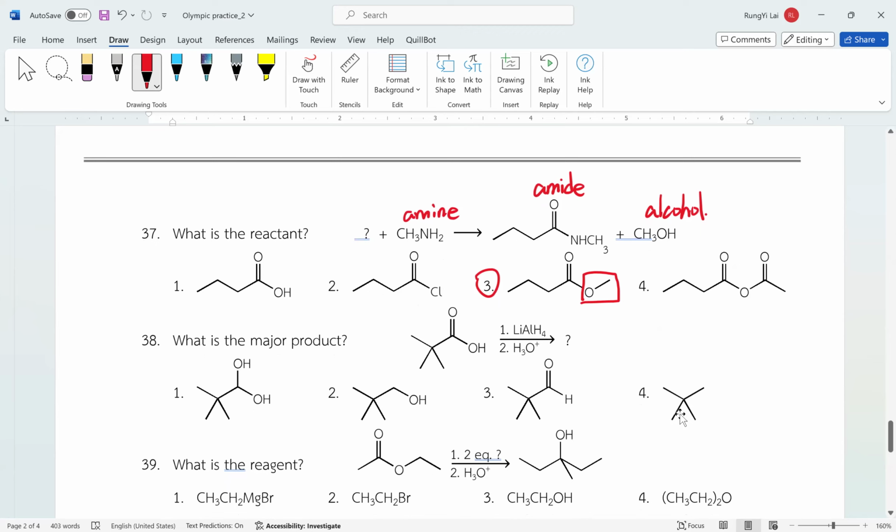Okay, so next one is what is the major product of this reaction? So you can see the starting material is capacity AC, and the condition uses the lithium aluminum hydride, a strong reductant. So that means from this morning class, you are going to generate the primary alcohol as the final product.